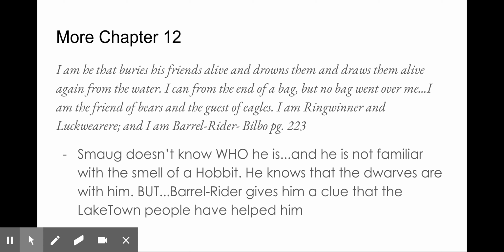Bilbo said this on page 223. Smaug doesn't know who he is, and he's not familiar with the smell of hobbits. But he ate the dwarves' ponies the night before, so he knows that he is in the company of dwarves. But that phrase barrel rider gave him a big clue that the Lake Town people are helping him.